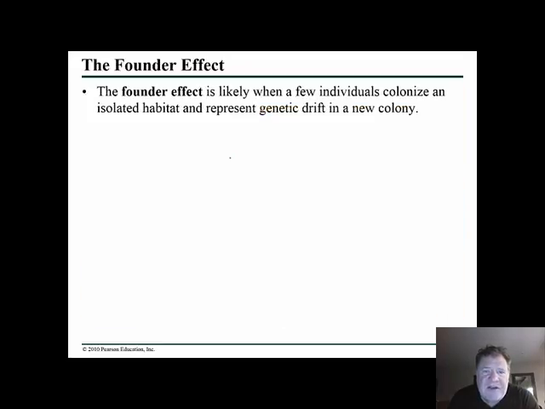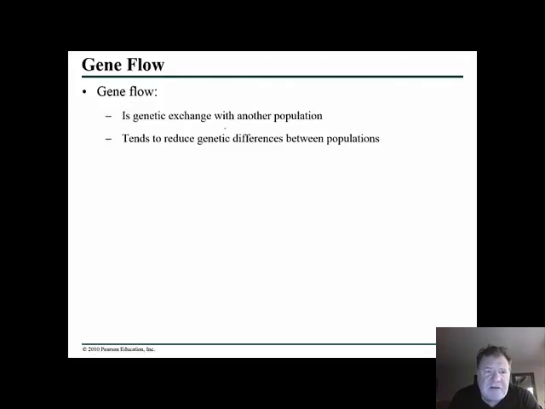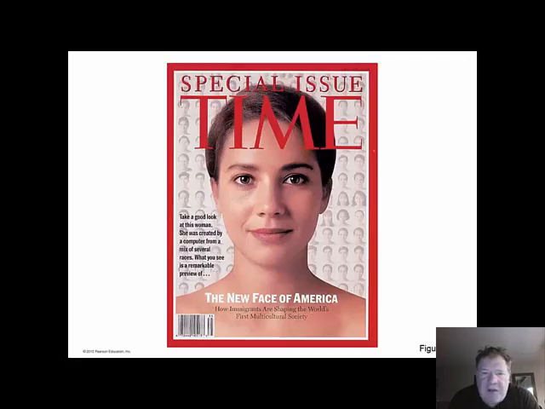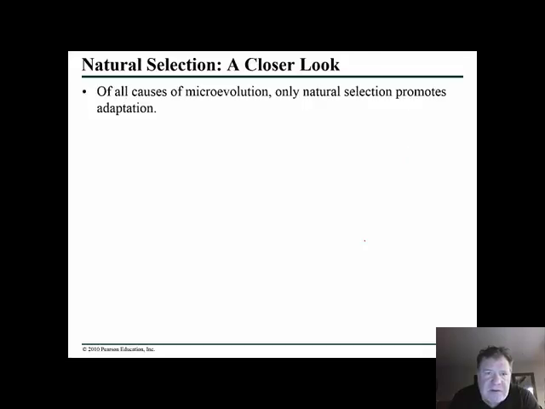We have the founder effect, which is when a few individuals that colonize have a strong effect on that. We've seen this occur in a number of human populations as well. Gene flow is the genetic exchange with another population. This tends to reduce genetic differences between populations. And so, again, what we're looking at is what all of us may kind of look like, is that as we see continual mixing of genes of the different races, we will get an individual who is kind of common to all of those.